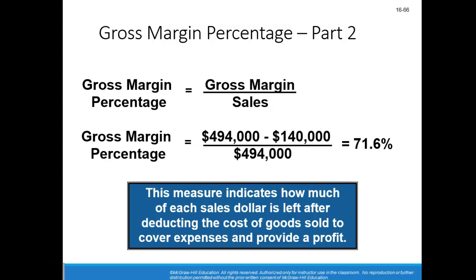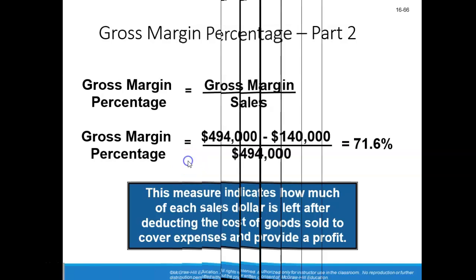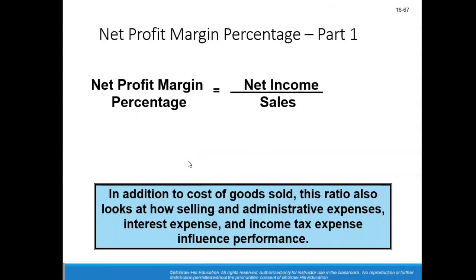Okay? So for our example, our sales total $94,000. Cost of goods sold was $140,000. That gave us our gross margin. Our gross margin as a percentage is 71.6%, meaning that the gross margin represents about 71.6% of the sales that took place during the accounting period. That means we do have funds available to take care of the operating expenses that took place during the course of the accounting period.